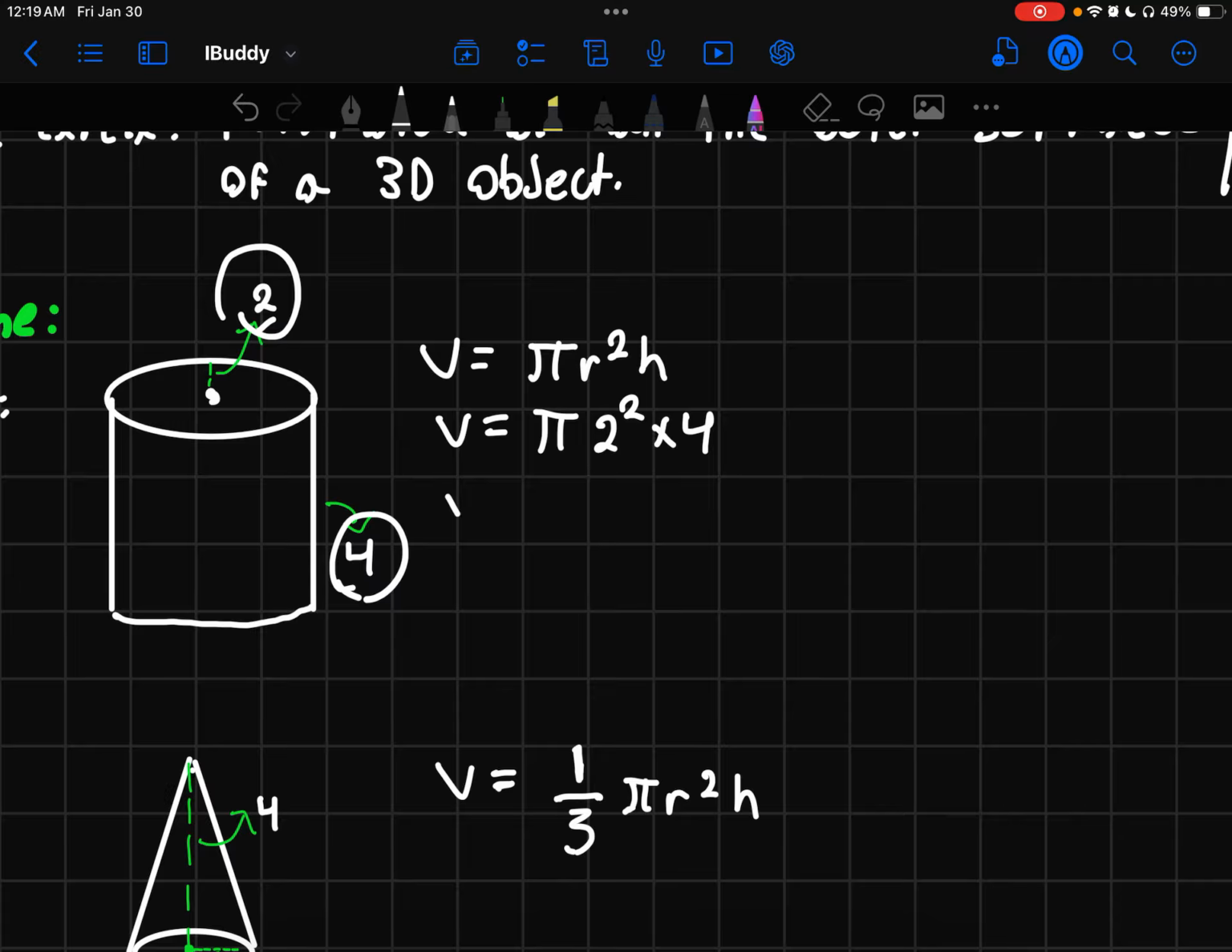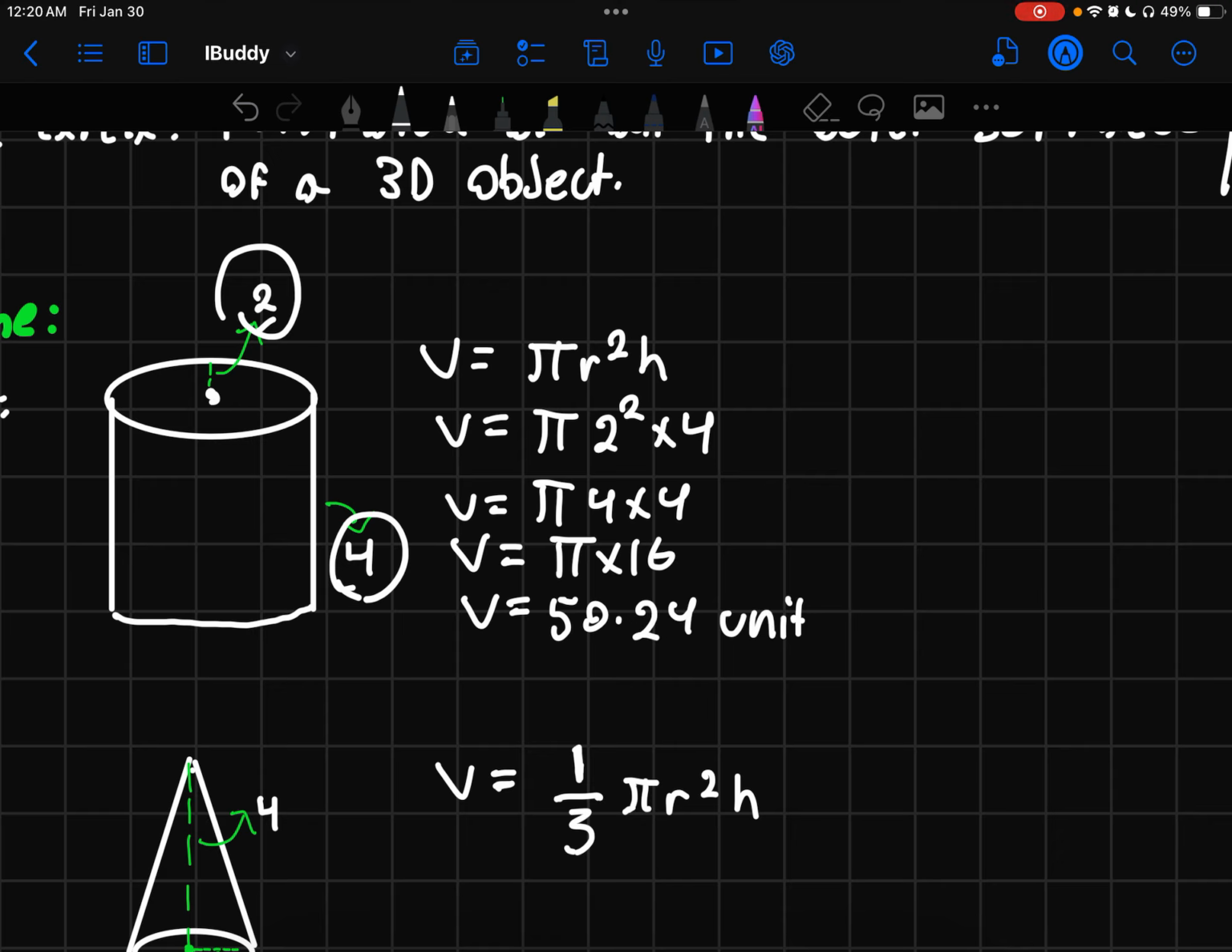So 2 squared is 4, so V equals pi times 4 times 4. V equals pi times 16, and the volume will be equal to around 50.24 units cubed.